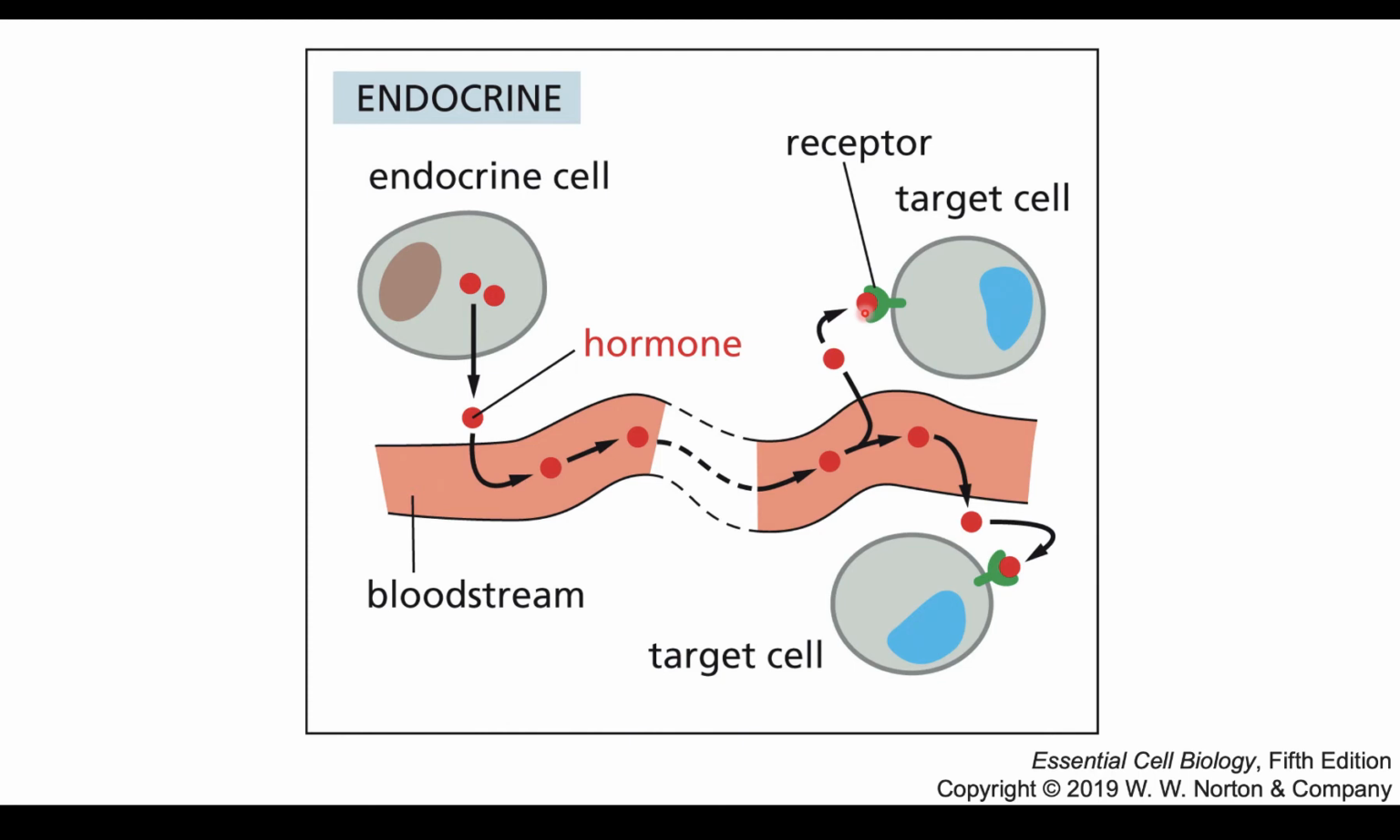This allows endocrine signals to coordinate activities in multiple organs. For example, adrenaline from the adrenal glands on top of the kidneys can affect heart rate and blood flow to the skeletal muscles and brain.